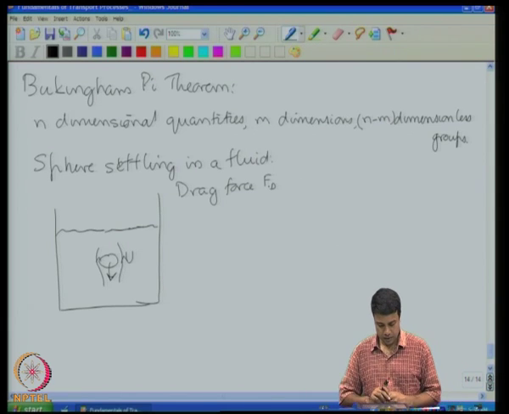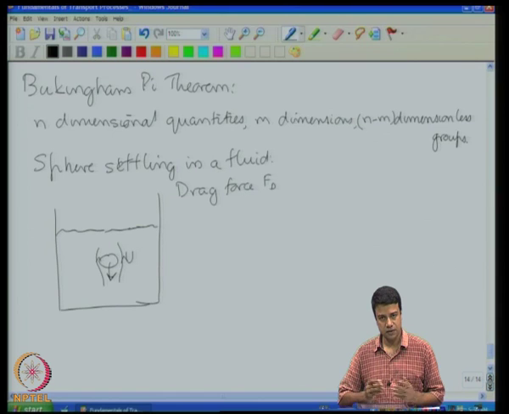If I know what the drag force is, and if I know what the force due to gravity is, and what the force due to buoyancy is, then from the relation mass times acceleration is equal to the sum of forces, I can find out the rate at which the sphere settles. So now the task is to find out what the drag force is.